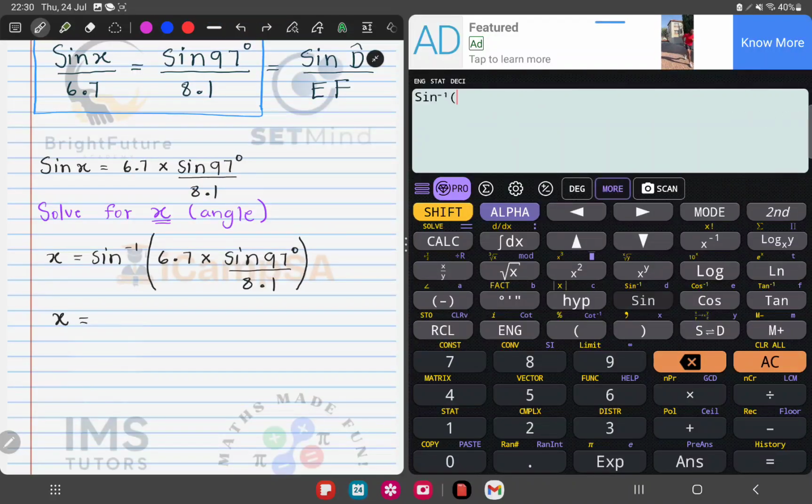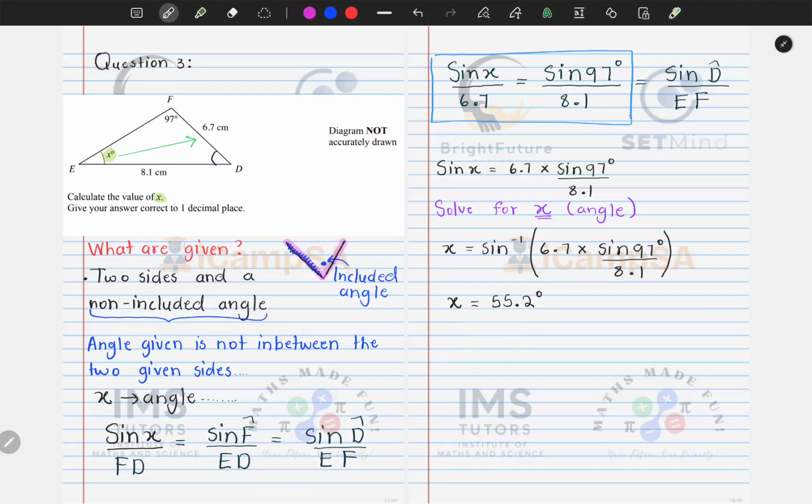So what we are going to have is the inverse of sine of, let me try again. The inverse sine of 6.7 multiplied by sine of 97 degrees and divided by 8.1. If you look carefully, our angle is 55.18, which if you round to one decimal place will give you 55.2 degrees. That is what our x is. And from here, you can go ahead and find the angle D and others. But this is what we get.